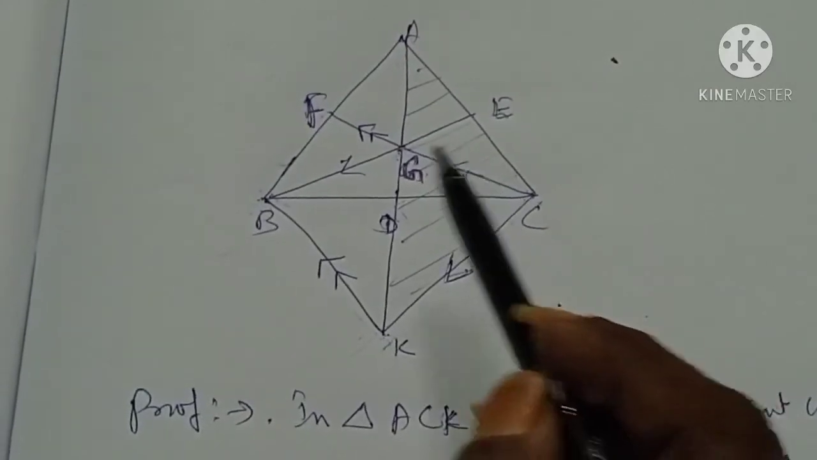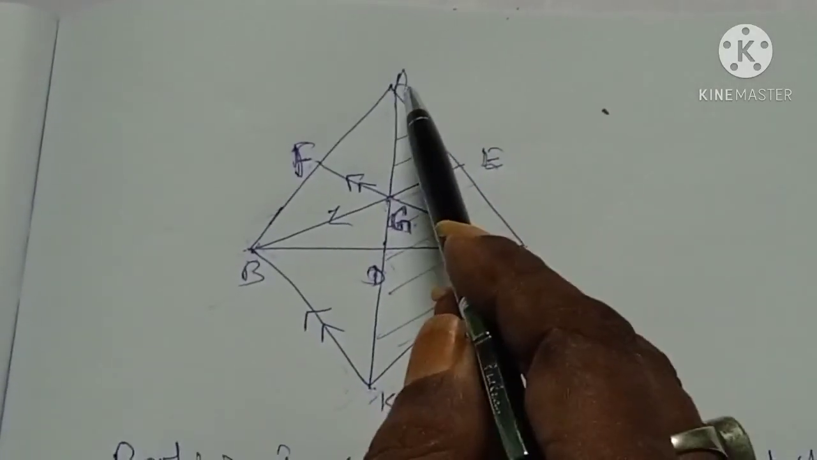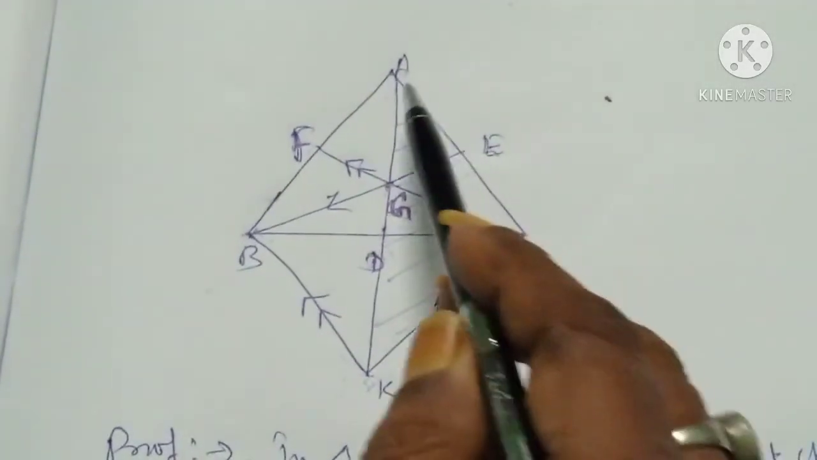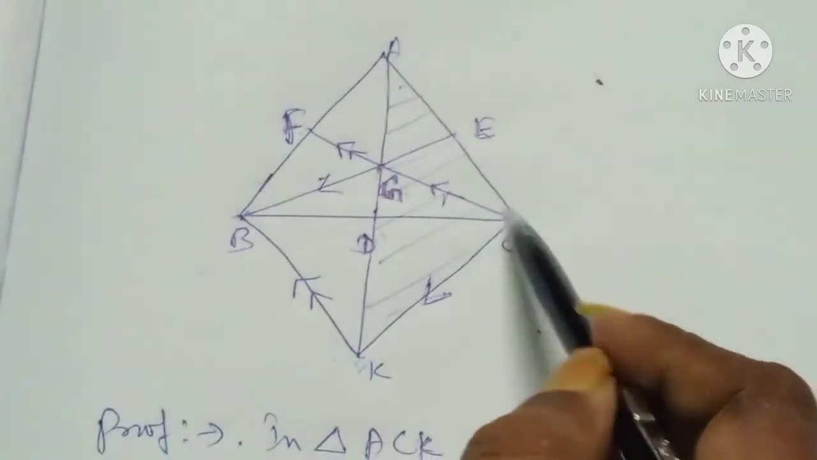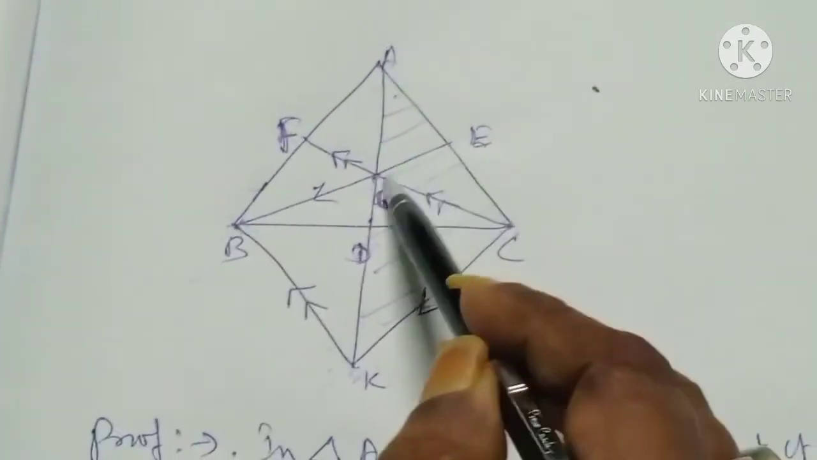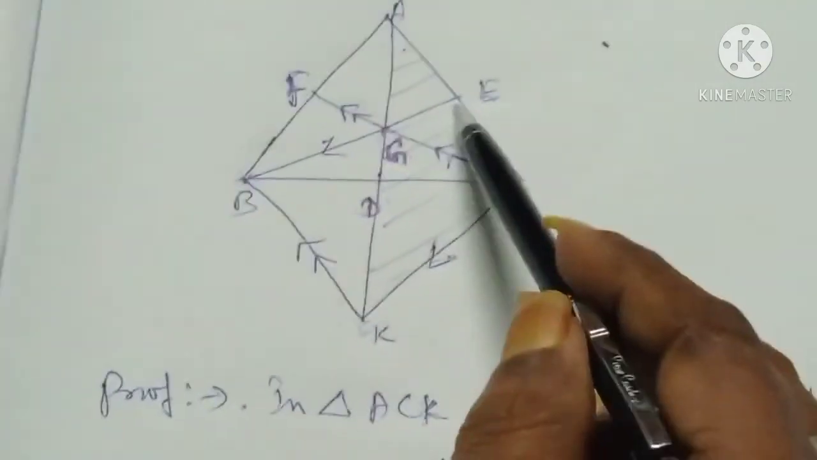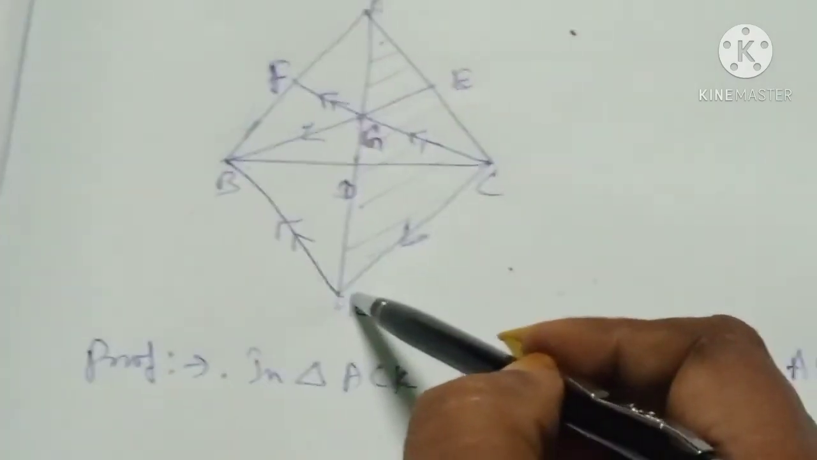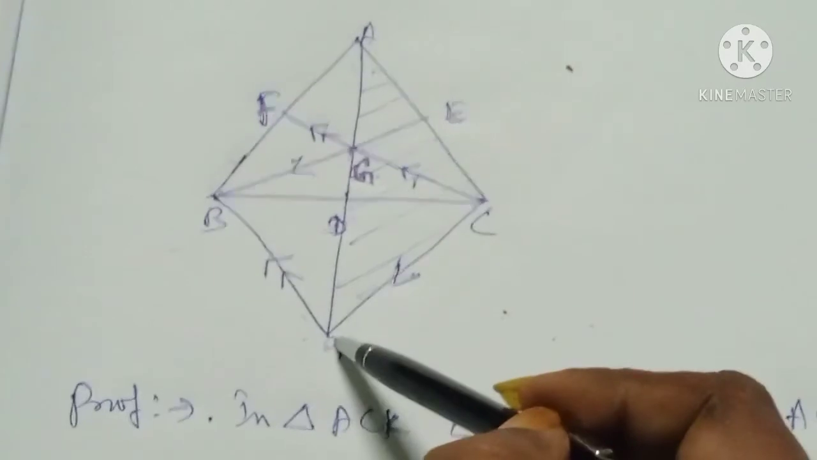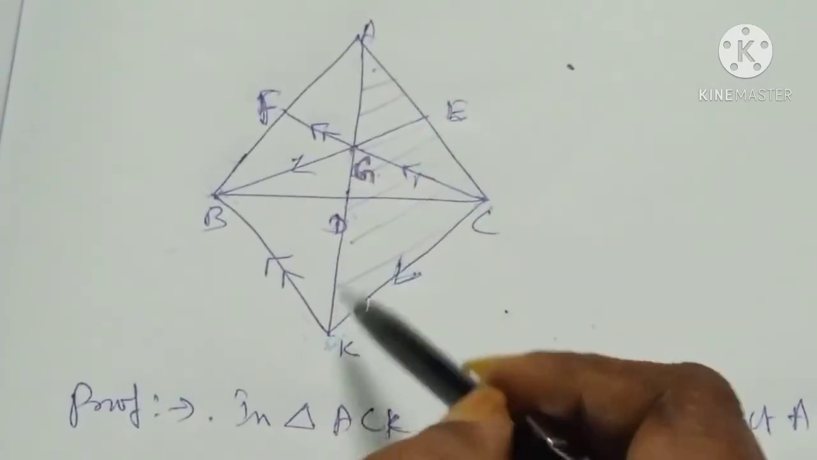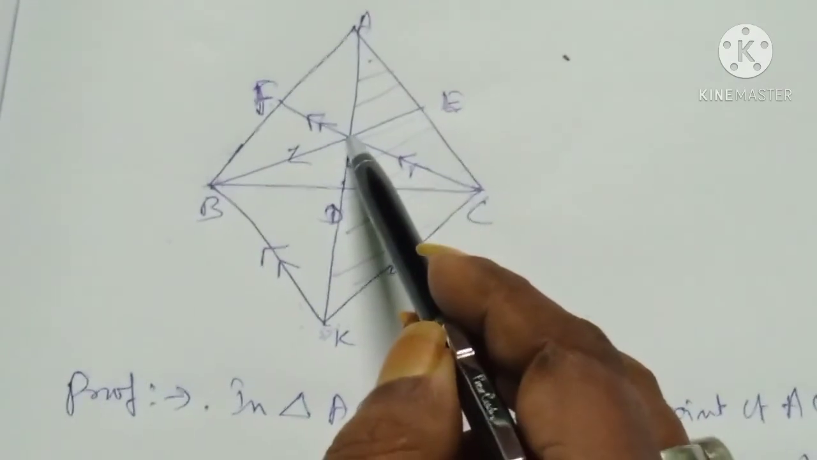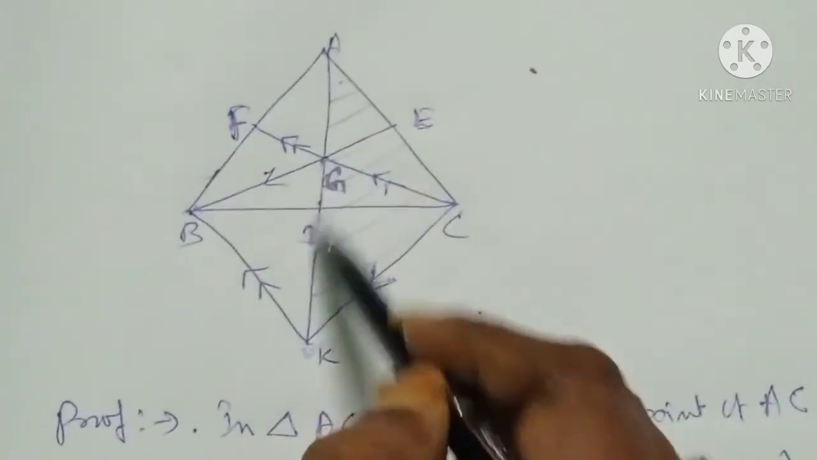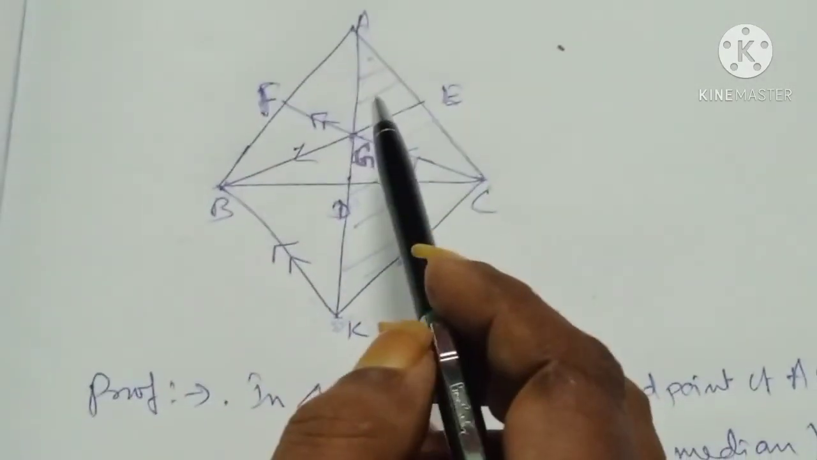Now in triangle ACK, E is the midpoint of AC, it is given to you, and EG is parallel to CK. Why? Since GB is parallel to CK from construction. So EG is parallel to CK, therefore AG is equal to GK. This is because a line drawn through the midpoint of a side of a triangle parallel to the base bisects the third side.